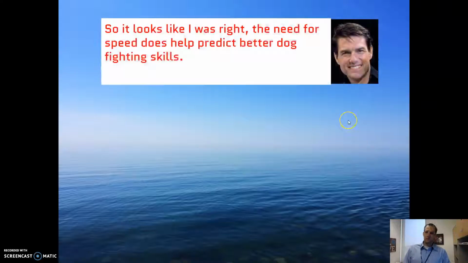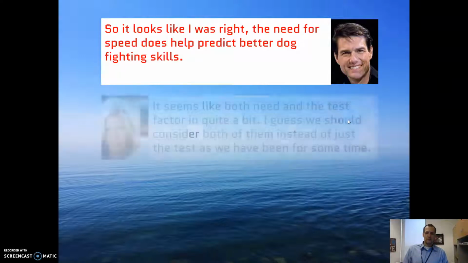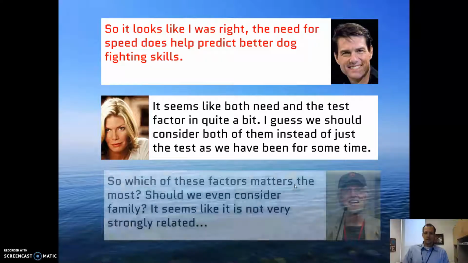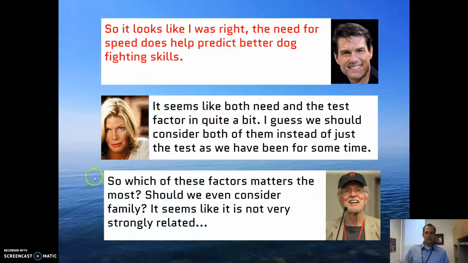So he says, hey, it helps. So it looks like I was right. It says Maverick, the need for speed does help predict better dogfighting skills. But then she says, well, it seems like both need and test factor in quite a bit. I guess we should consider both of them instead of just the test, as we have been for some time. Oh, it's Viper. He says, so which of these factors matters the most? Should we even consider family? It seems like it is not very strongly related.